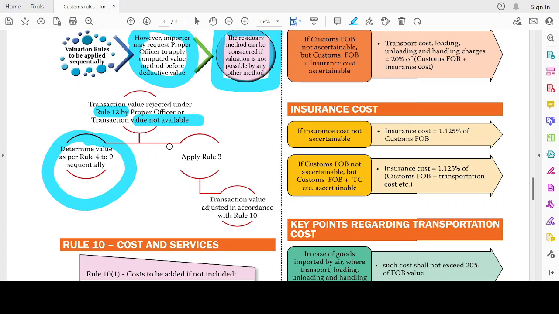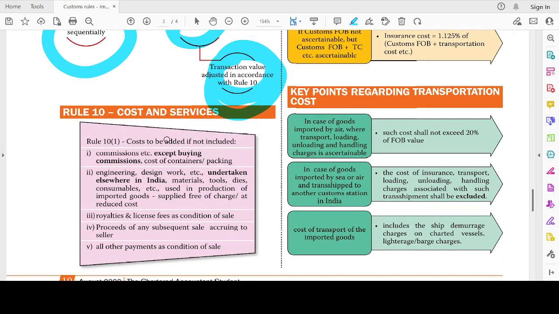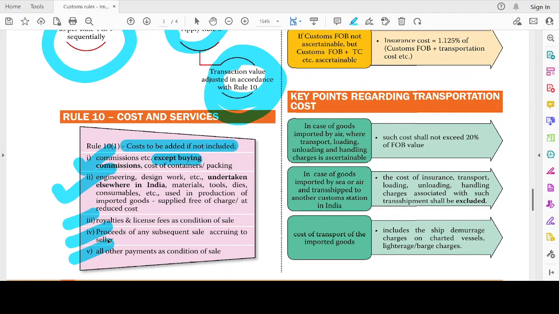Okay, then also apply rule 3 and take the transaction value in accordance with rule 10. What is rule 10? Rule 10 is for cost and services. Costs to be added if not included. There are certain costs that have to be added if not included, like commissions, except buying commission. It's an important point. All commissions have to be added, but not buying commission, because it is not included in India. Engineering design undertaken elsewhere, not in India. Royalty and license fee as a condition of sale. Proceeds of any subsequent sale accruing to the seller. All other payments as a condition of sale. These have to be added.